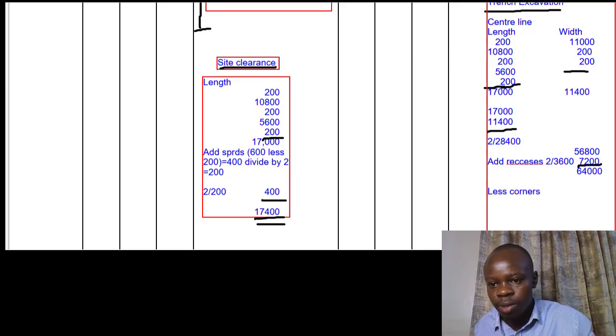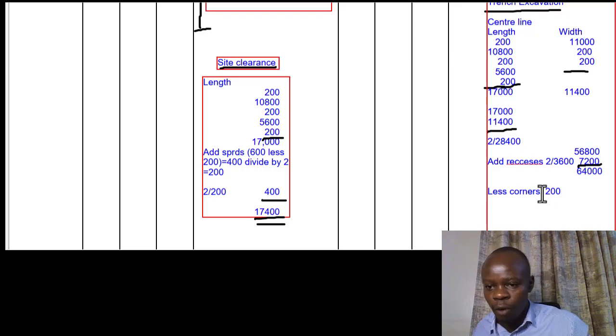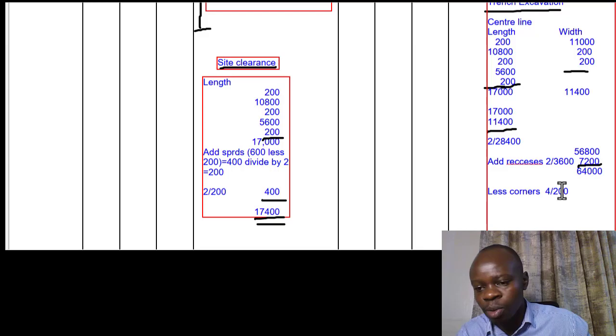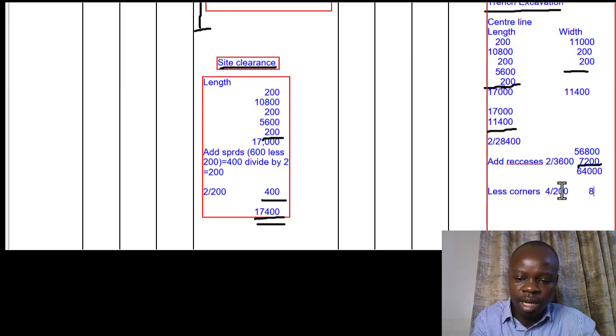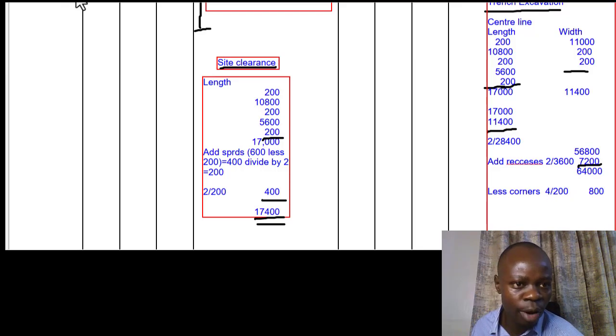the four corners. The four corners, we take the full thickness of the corner, which is 200, then we multiply by 4. So it's 4 times the thickness, where 4 represents the number of corners, while 200 is the full thickness of the wall. This becomes 800.